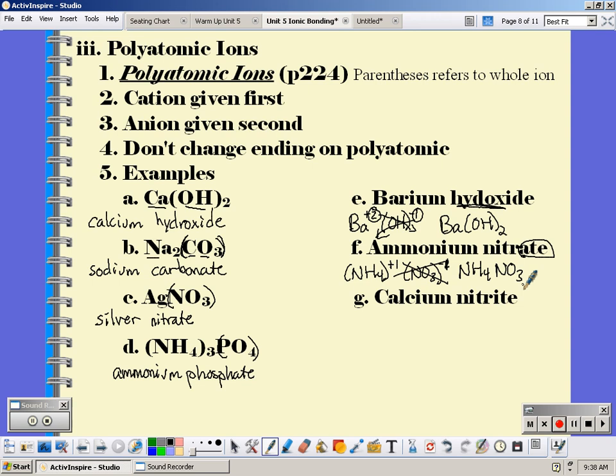Calcium nitrite. Calcium is Ca +2. ITE is telling me it's a polyatomic, NO2 -1. Cross to the outside of the parentheses, Ca(NO2)2.